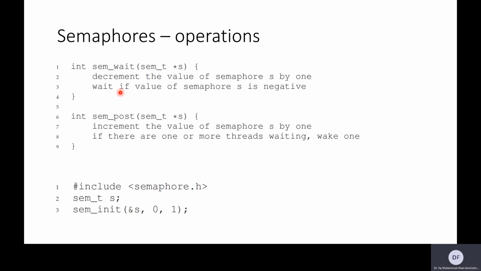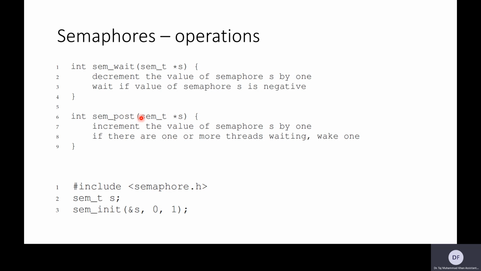So I'll repeat. semWait receives the address of a semaphore, and what it does is it will decrement the value of that semaphore by 1, and if the value becomes negative, it will put that thread to sleep. The calling thread, which called this semWait function, will be put to sleep if the value after decrementing becomes negative, and the thread will wait for some signal. Okay? So it will wait until some other thread calls semPost on this same semaphore.